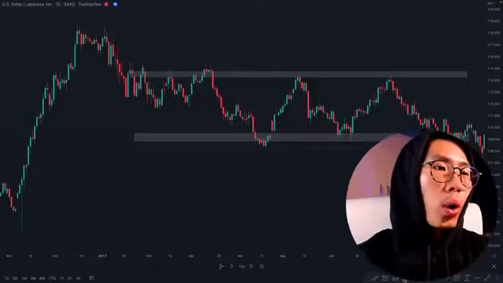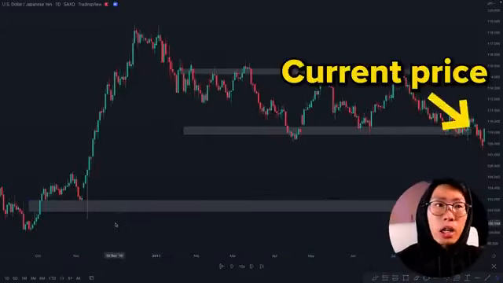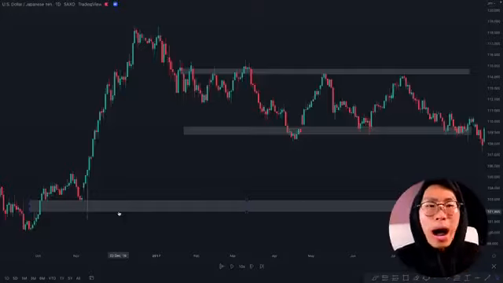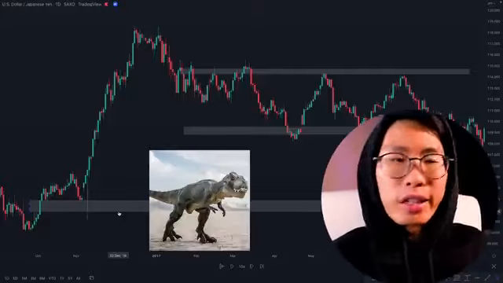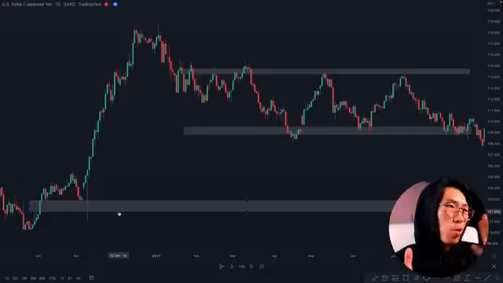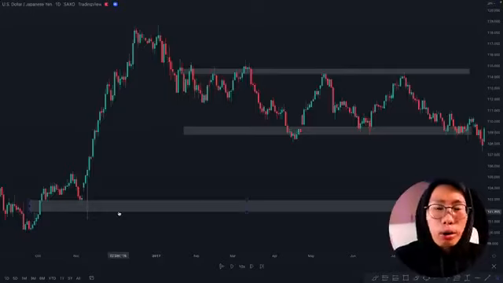But do you want to mark a level that is right here? No, because that is not where price currently is. So it's irrelevant. It's way too far away from us right now. It's ancient history. It's dinosaurs, alright? So we do not need to care about levels that are 10 years ago, or even 1 year ago, or a few months ago. You don't need to care about those levels, alright?